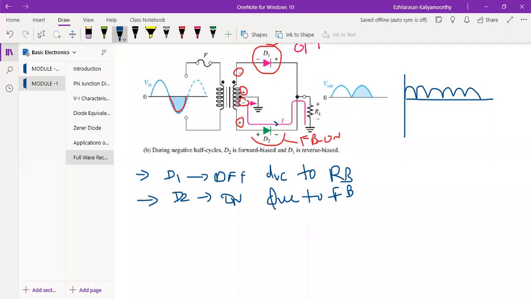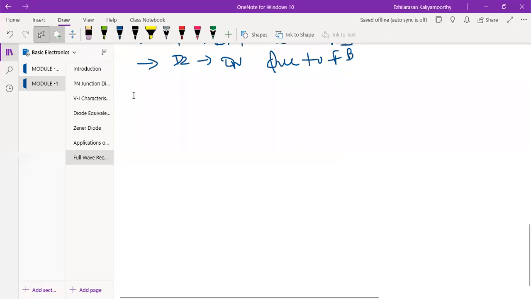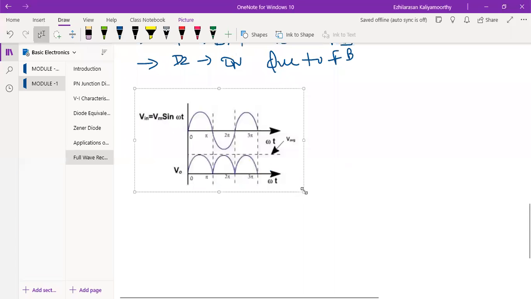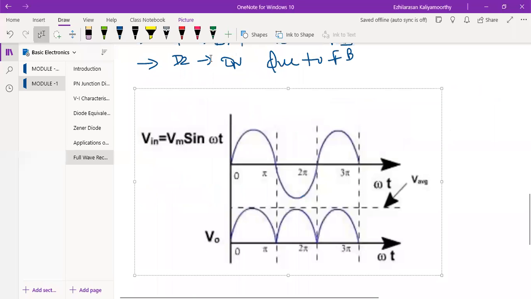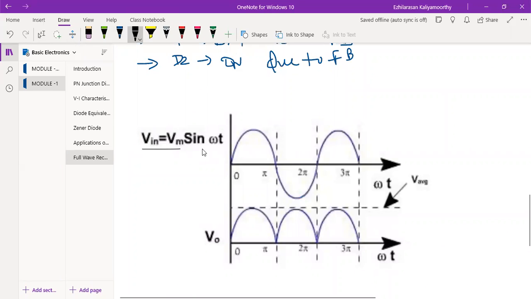So finally, all together, how will we get the output for a full wave rectifier? Let me show the complete output, how it will be. The output of your full wave rectifier will look like this. See, this is the output we will get. So your input is nothing but V in equals V m sine omega t. The output is V naught. See here, this is your V in. Then this will be your V out.